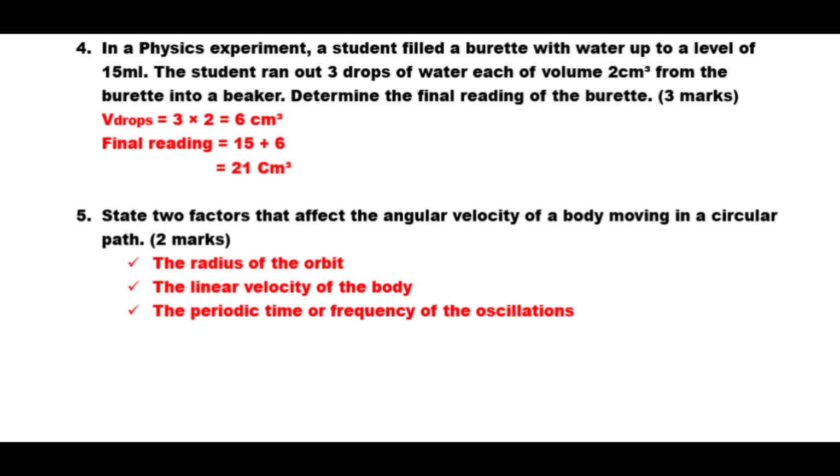State 2 factors that affect the angular velocity of a body moving in a circular path. So number 1, radius of the orbit, linear velocity of the body, the periodic time or frequency of the oscillations. These are the 3 factors that affect angular velocity.